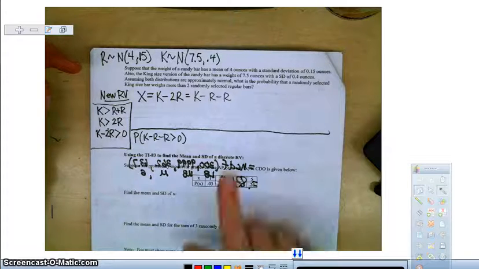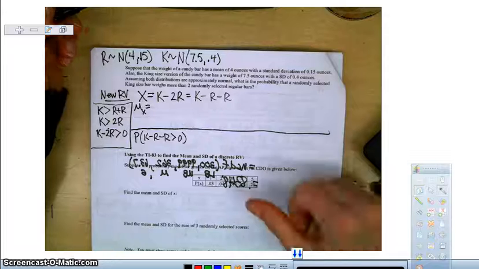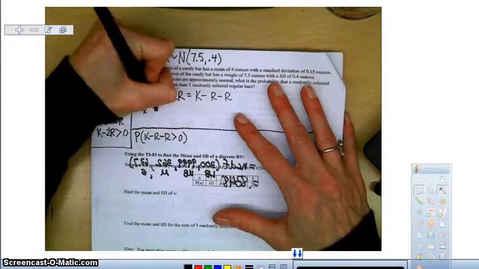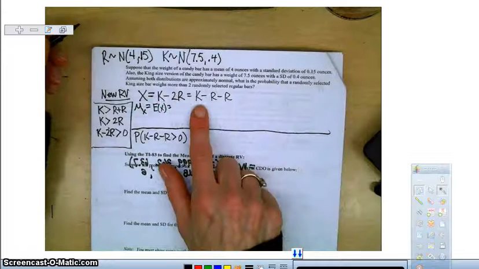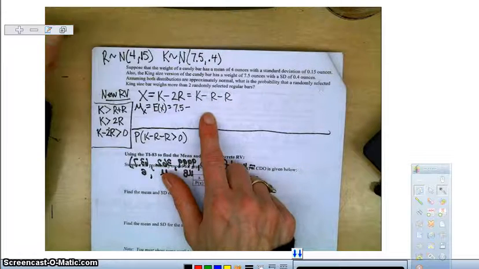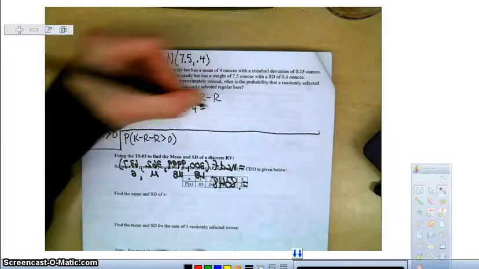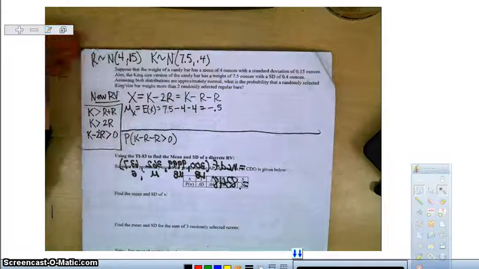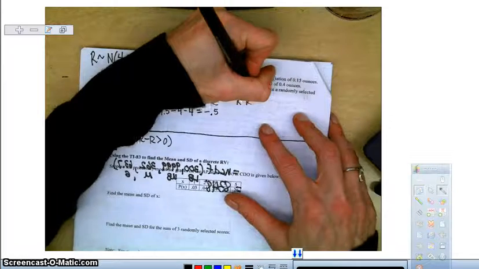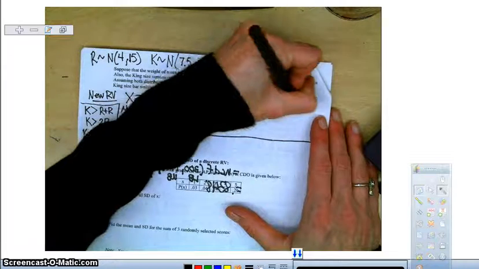So let's define this new variable. We need the mean of x, k minus r. How do you find the expected value? You're going to take the expected value of the king size, 7.5, and subtract 4 twice. So what would be the mean? Negative 0.5. So k minus r is approximately normally distributed with a mean of negative 0.5.